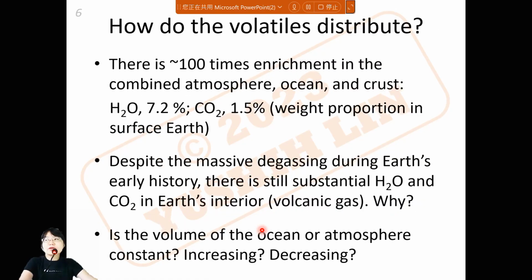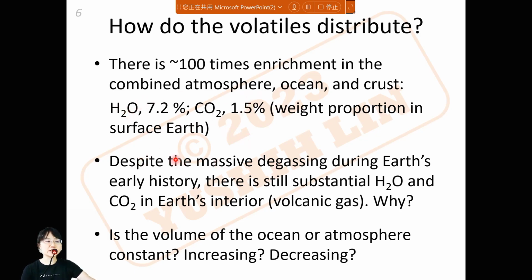How do the volatiles distribute on Earth? There is 100 times enrichment in the combined atmosphere, ocean, and crust. That means the surface Earth. Water constitutes 7.2%, and CO2 constitutes 1.5%. This number means the weight proportion in surface Earth. That is actually a lot.